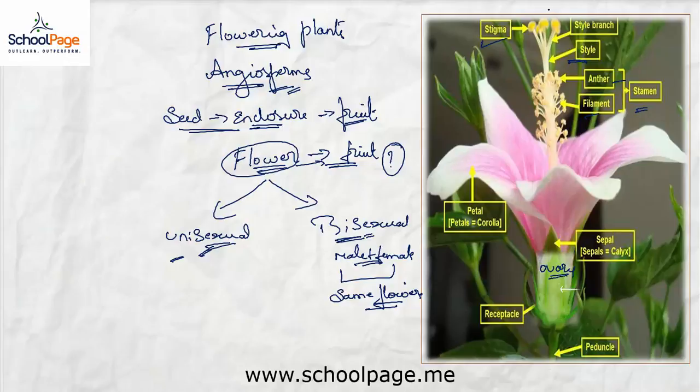Make a guess whether it's a bisexual or a unisexual flower. It is a bisexual flower because it has got both male and female reproductive parts in it. The female reproductive parts are stigma, style and ovary, which are together called as carpel. Anther and filament together forms a stamen, which is a male reproductive part. So the same flower has both male and female reproductive parts in it. Now moving on.